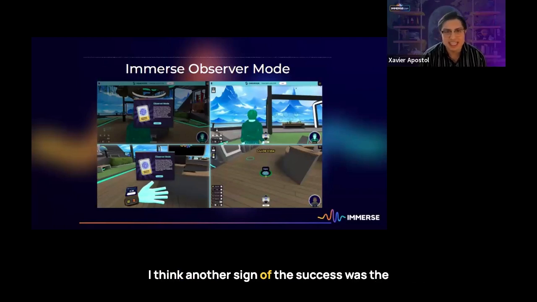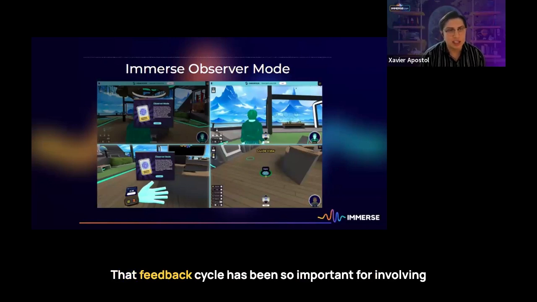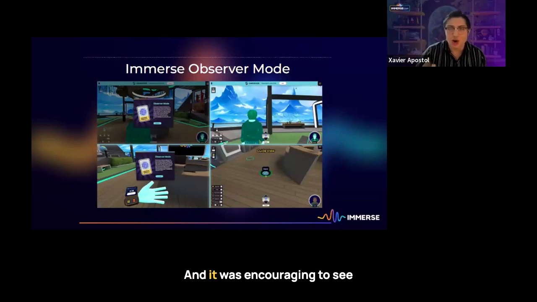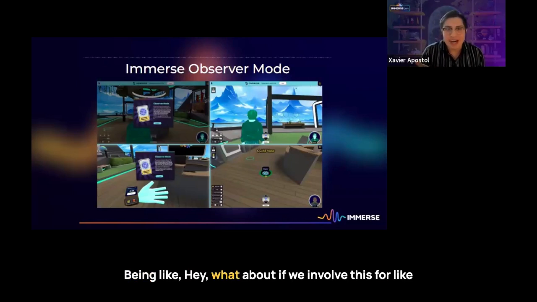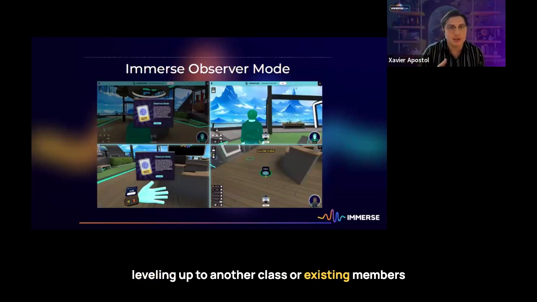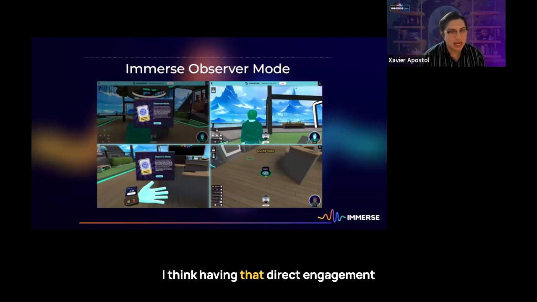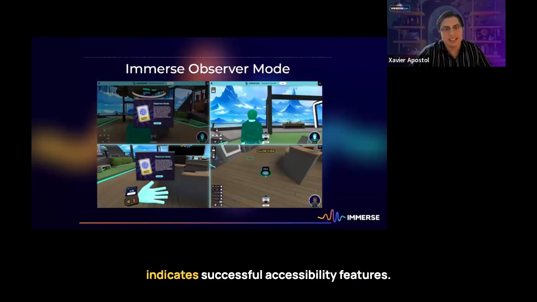I think another sign of this success was the feedback that we received from our members. That feedback cycle has been so important for involving our members in the features that they're using. And it was encouraging to see our members coming back to us and saying, hey, what about if we involve this for leveling up to another class, or existing members who are interested in exploring another language? I think having that direct engagement indicates successful accessibility features.